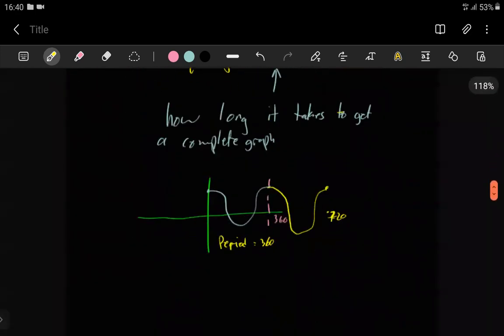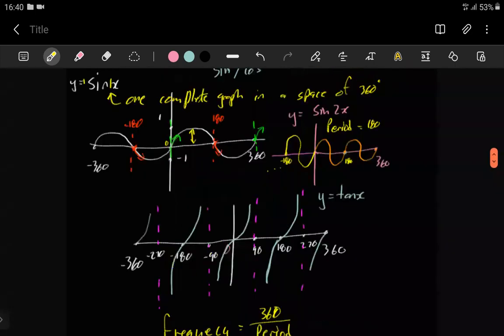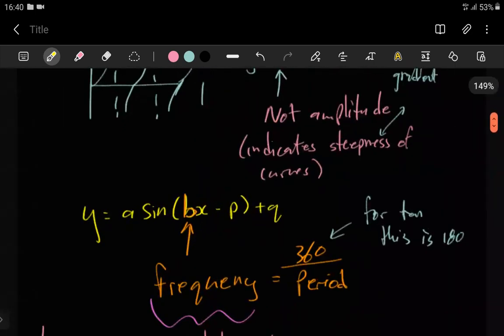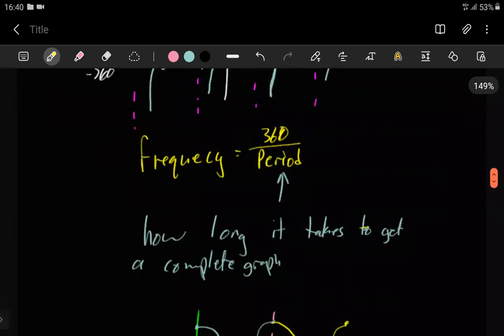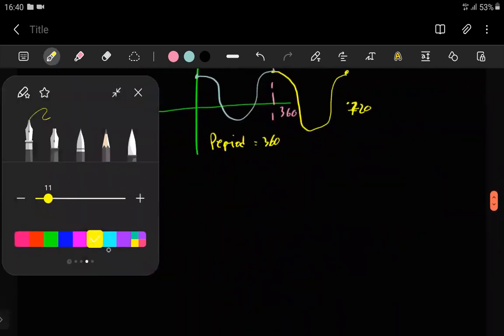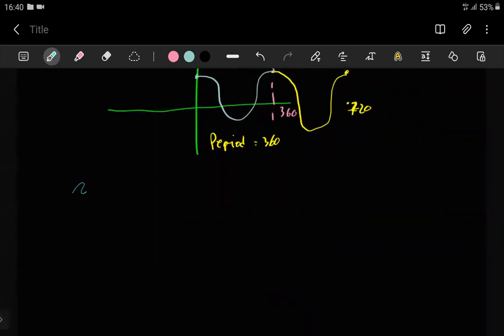Fantastic. So that's period and frequency. Same formula. They sort of work together. So with P and Q, it's all about shifts along the x-axis or the y-axis. So with all that we've been saying, right now we are at P and Q. So let's start with P.